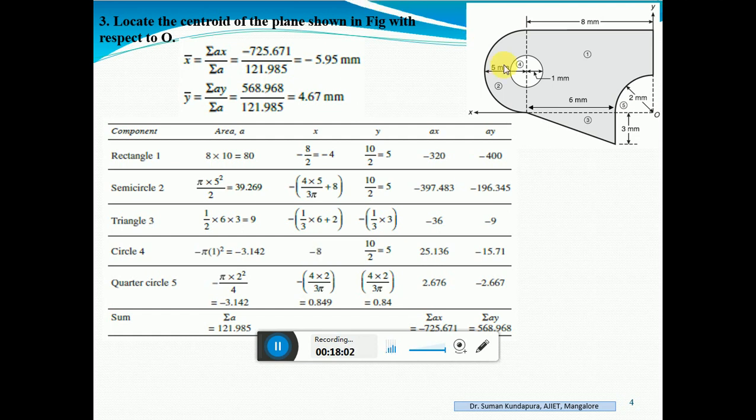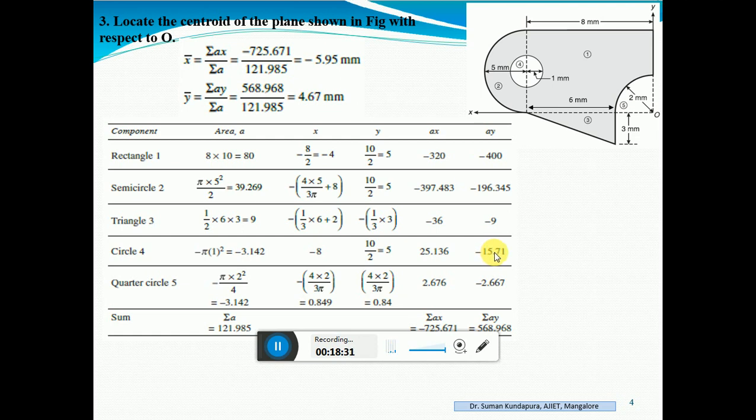Y distance of the circle with respect to the x-axis. At what distance is this? This is 5 mm. This is also 5 mm. So it is 5, but it is in the positive y direction, so it is plus 5. Multiply this area into x, area into y. So minus and minus becomes plus here for ax, whereas here this becomes minus 15.71.